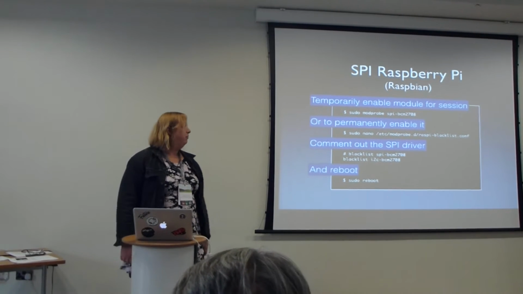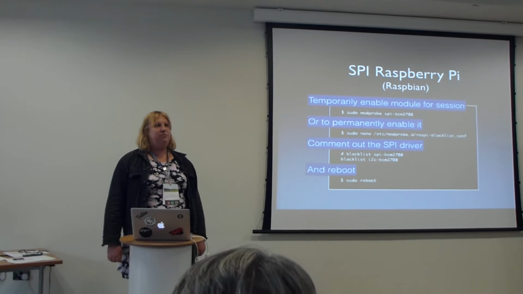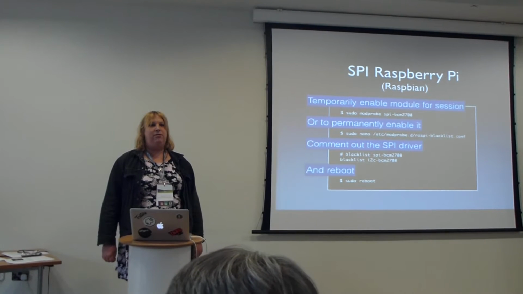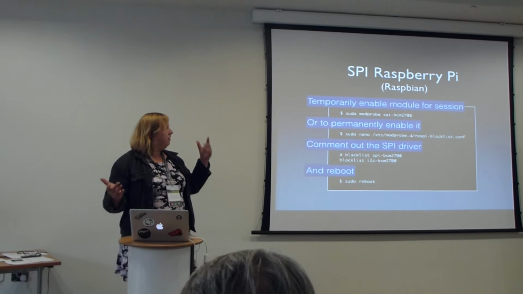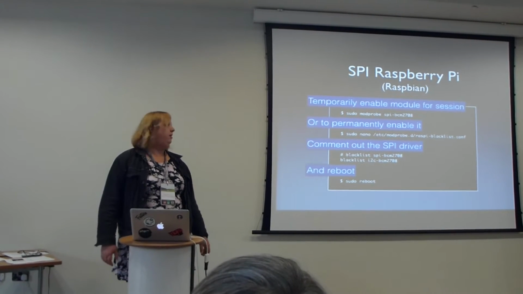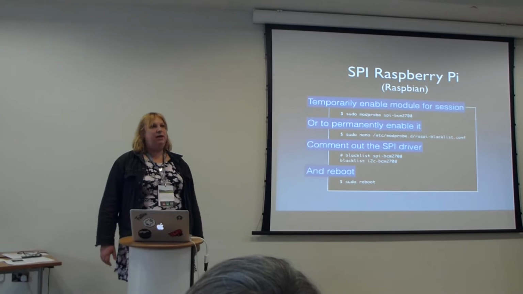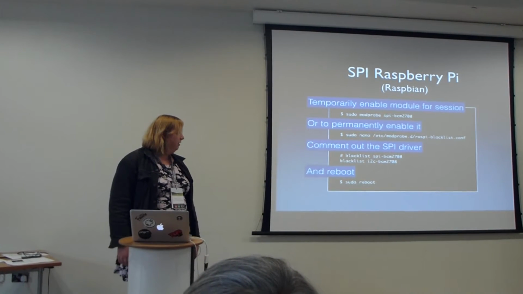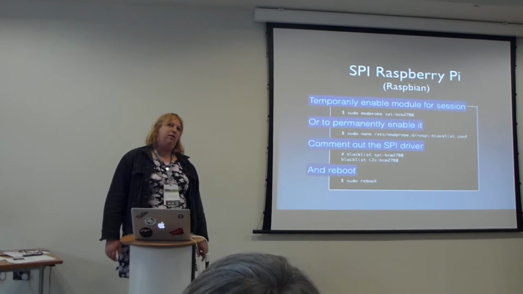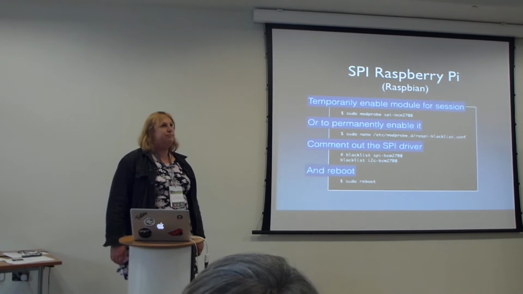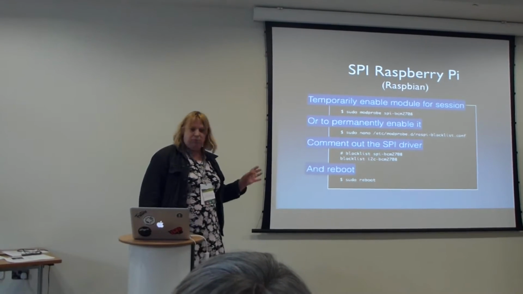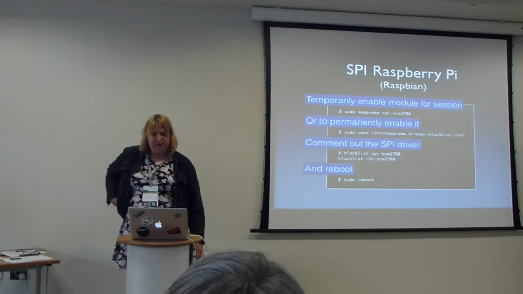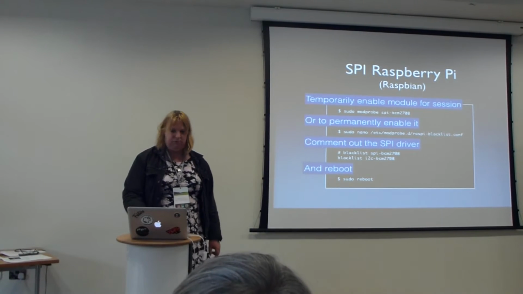So, doing it on a Pi. By default on Raspbian, the SPI driver is not enabled and not installed. If you just want to try it once, you can install it for the session. If you want to enable it permanently, just comment it out of the blacklist file. Once you've done that, you'll have to reboot. Then there will be an SPI device available to you that you can use.